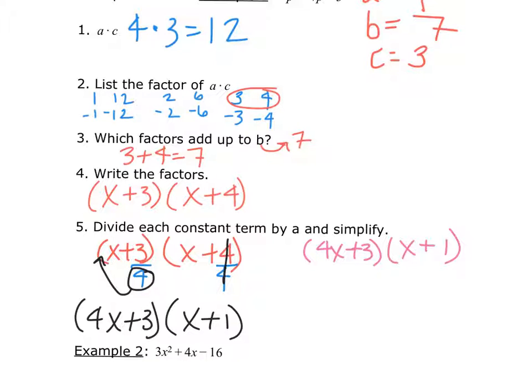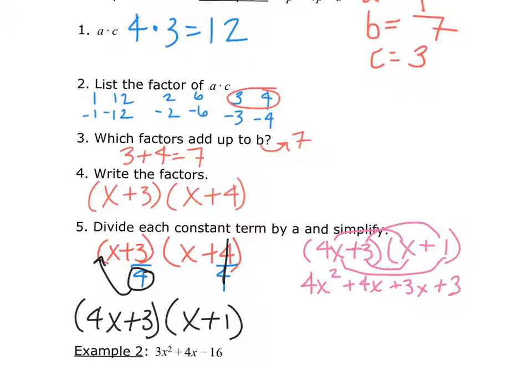So first, 4x times x. 4x squared, right? 4x times 1. 3x times x. Beautiful. No, just 1x, right? There's just 1x there. So 3x. And finally, 3 times 1.